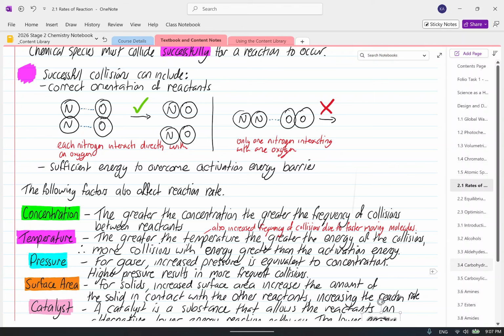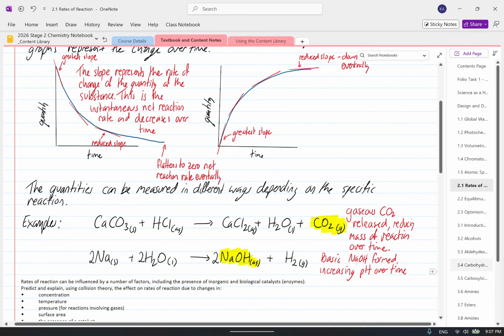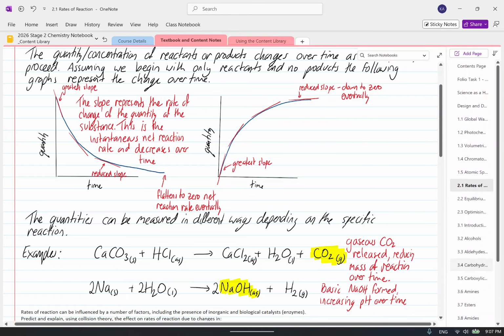That is part of the reason why, actually, that's the reason why you see the greatest slope being at the start of our reaction. Our reactants have the highest concentration, so they're going to react most quickly.